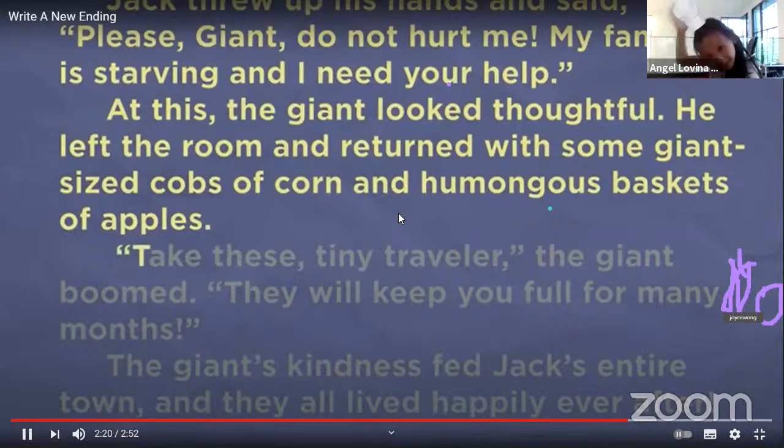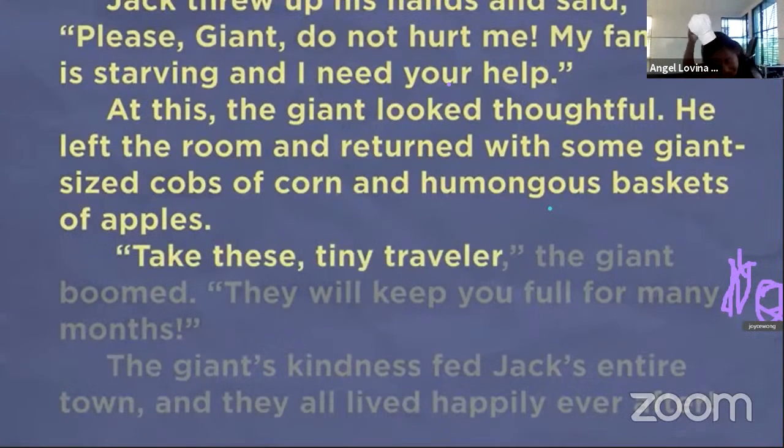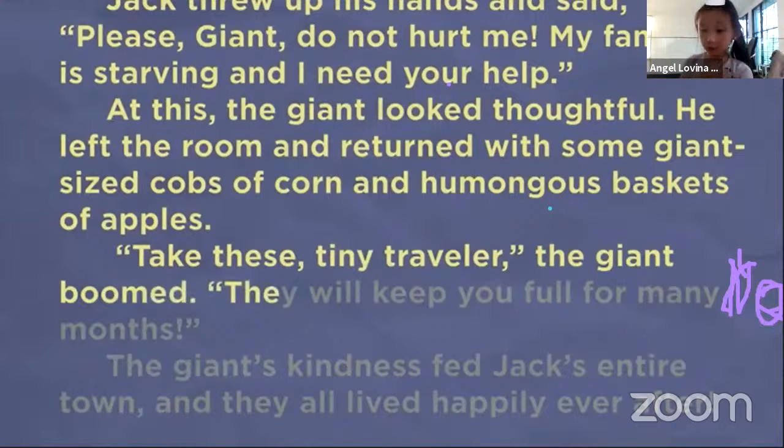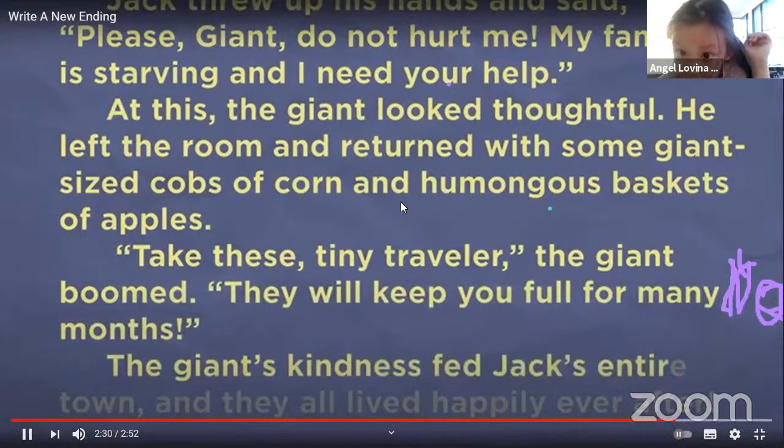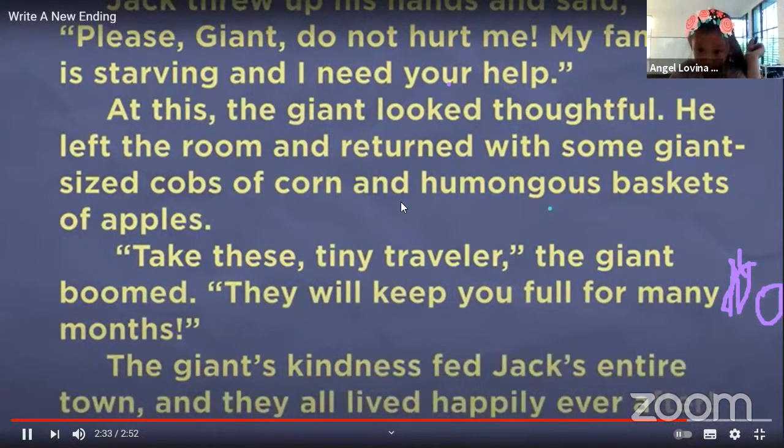"Take these, tiny traveler," the giant boomed. "They will keep you full for many months." The giant's kindness fed Jack's entire town, and they all lived happily ever after.